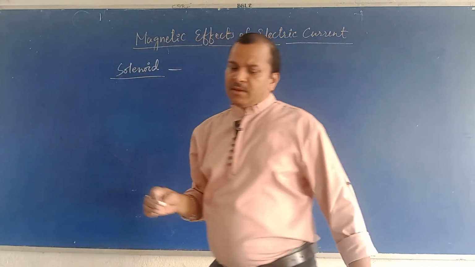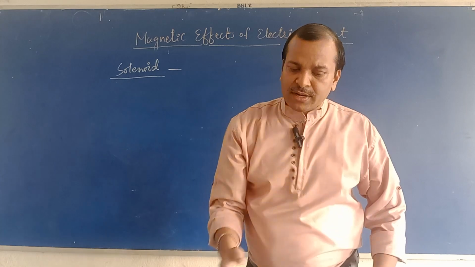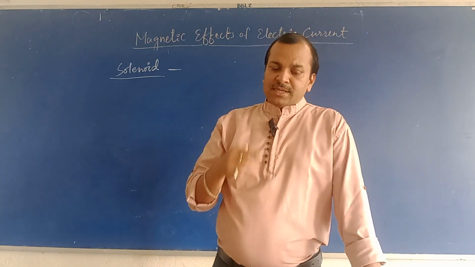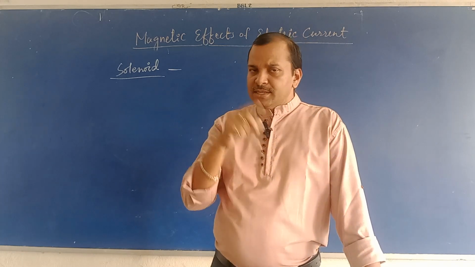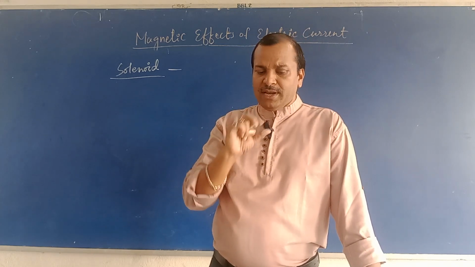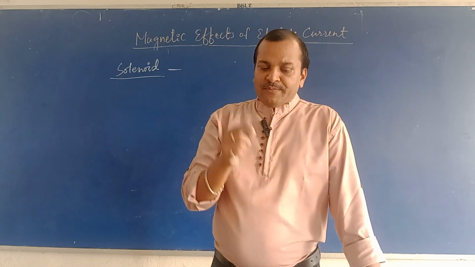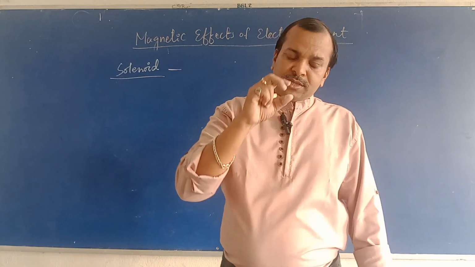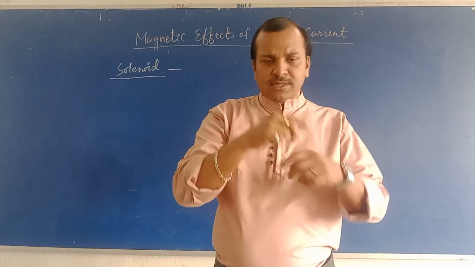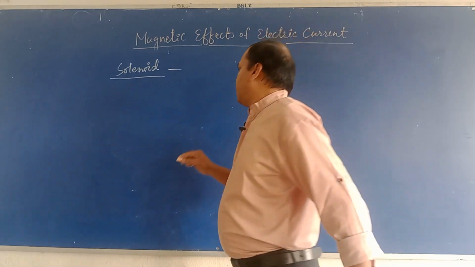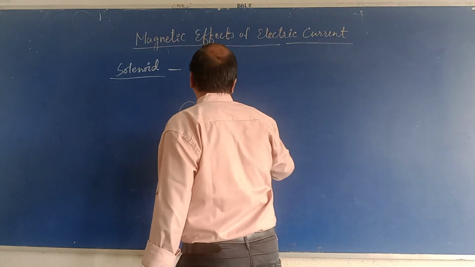How will a magnetic field appear in a solenoid? A solenoid is a coil with many circular turns. As we discussed, when many circular turns are there, that is a coil, that is a solenoid: insulated copper wire wrapped closely in the shape of a cylinder. Is it clear? This is called a solenoid.